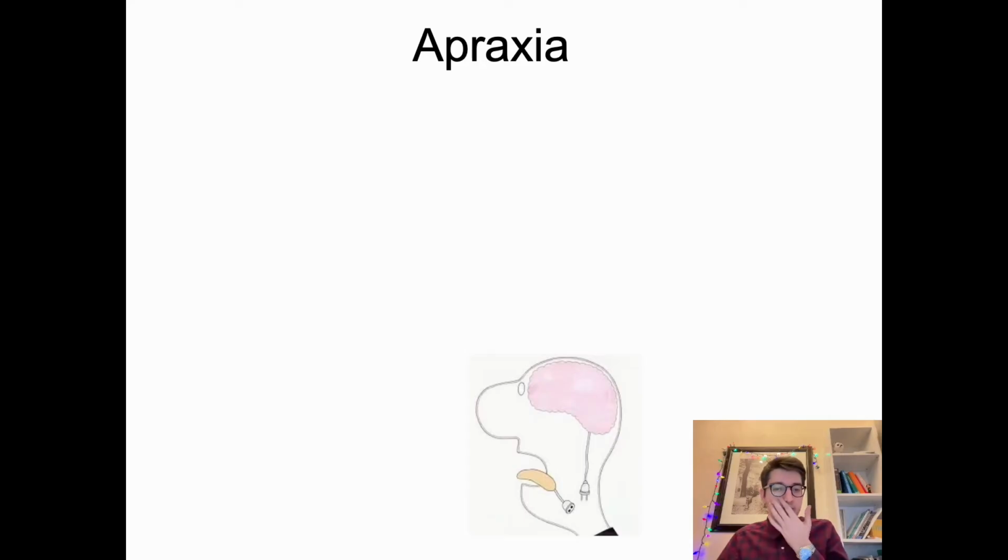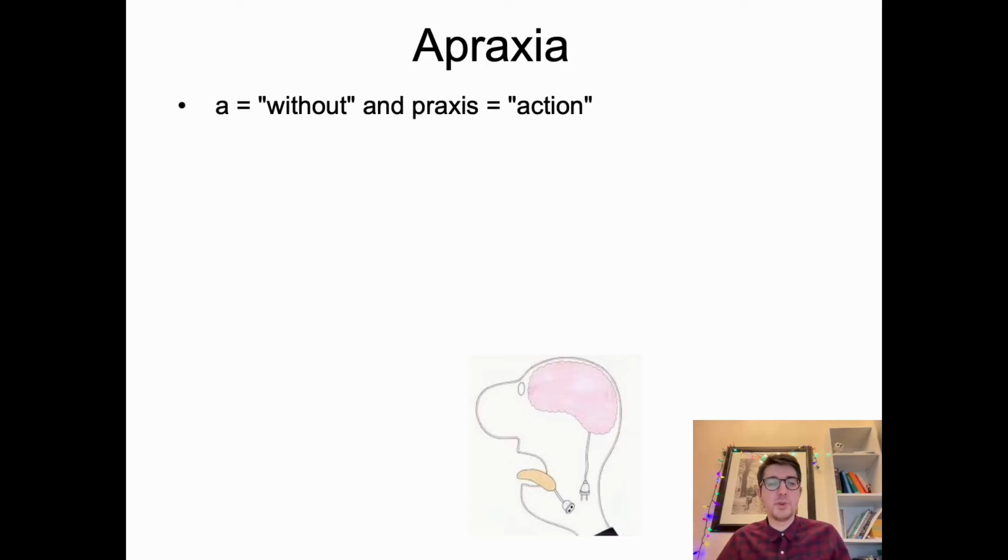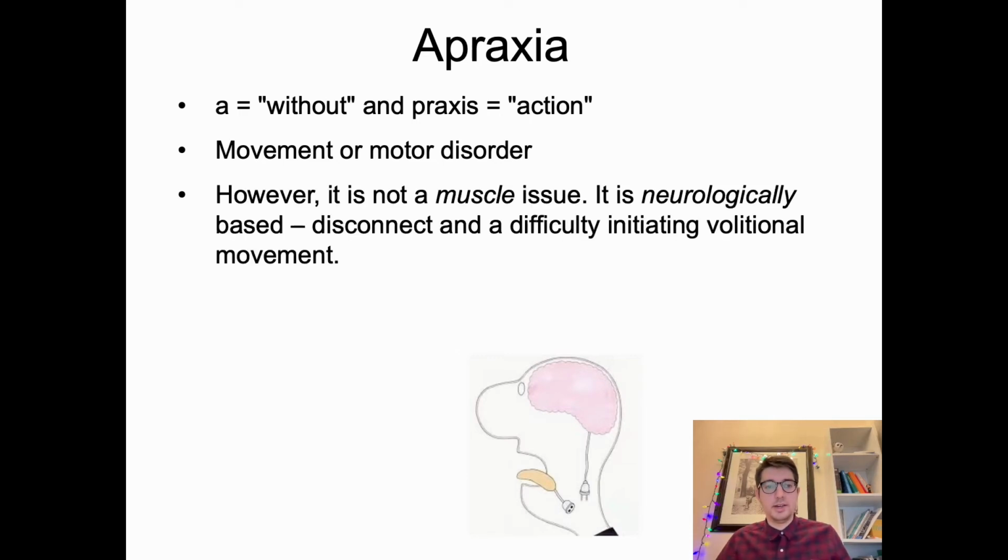All right, yeah, this is the example of dysarthria. The second one is apraxia. Apraxia comes from a Greek word, which means without, and praxis, which means action, so without action. And this is a movement or motor disorder. However, it is not a muscle issue. It is not a muscle disorder. It is neurologically based. And apraxia is considered a disconnect and a difficulty of initiating volitional movement, right?